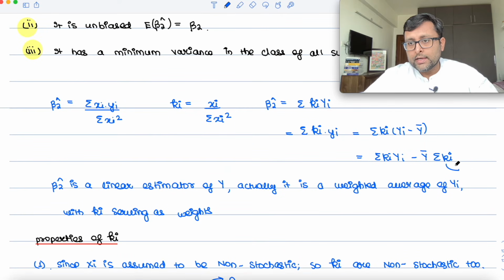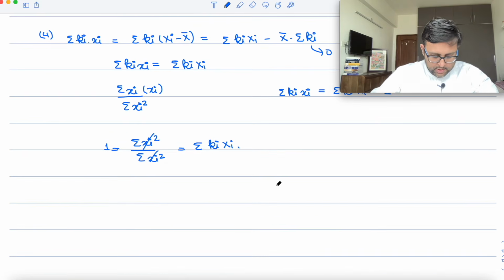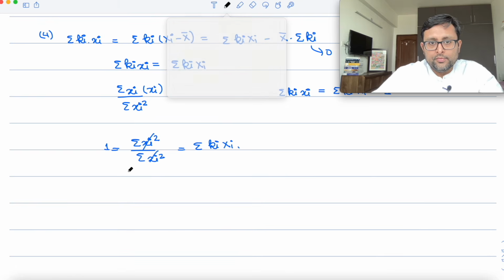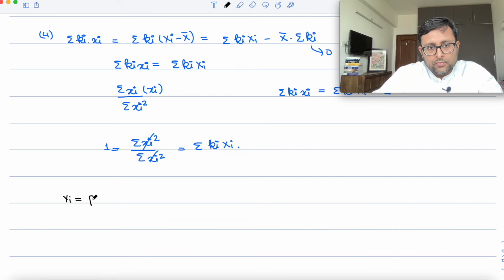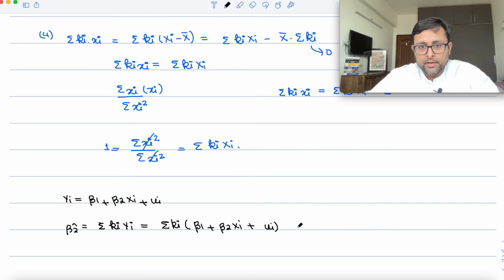Since you have already shown that summation of ki is equal to 0, you know that beta 2 hat could be written as summation of ki capital yi as well. Right? Okay. Now you go back to the model which you have, that is yi equals beta 1 plus beta 2 xi plus ui. Fair enough. Beta 2 hat is summation of ki capital yi. In place of capital yi, you have beta 1 plus beta 2 xi plus ui.